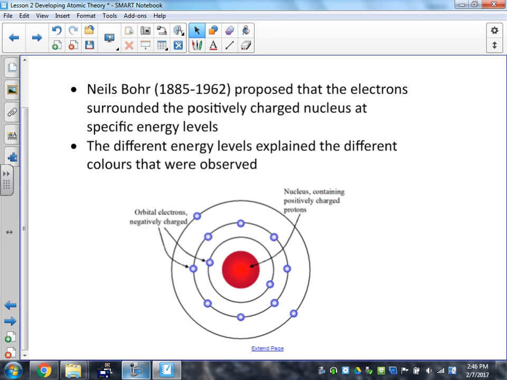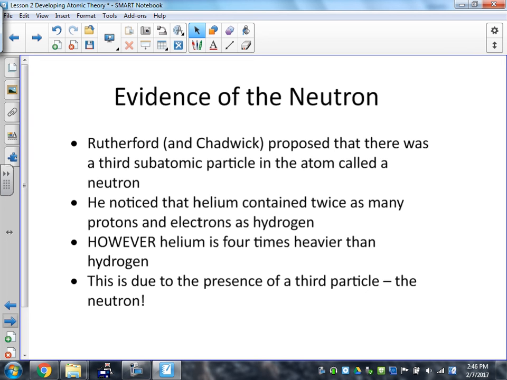So that was Bohr, 1885. That should fill in most of it for you there, I think. His atomic model looks like that there for you, okay? All right. Oh, there we go. Evidence of the neutron, okay? So Rutherford and Chadwick proposed that there was a third subatomic particle called a neutron, okay?